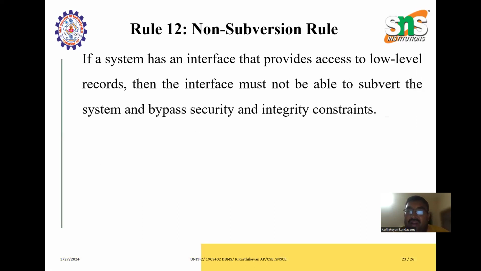Rule number 12, non-subversion rule. If the system has an interface that provides access to low-level records, then the interface must not be able to subvert the system and bypass security and integrity constraints.